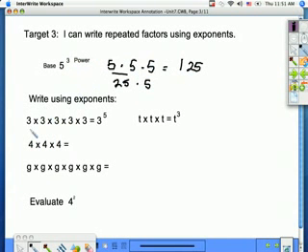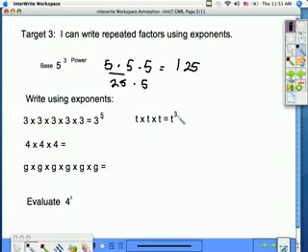What we are going to do is write using exponents. So when I have 3 times 3 times 3 times 3 times 3, it is a lot easier to write 3 to the 5th power. And I got the 3 because that's the base, that's what's being multiplied over and over, and the 5 because there are 5 different 3's. It also works with variables, t times t times t. I have t to the 3rd power because I have 3 t's.